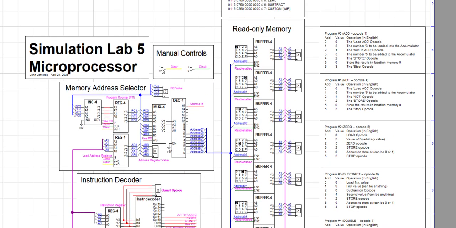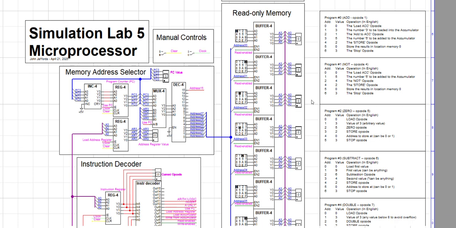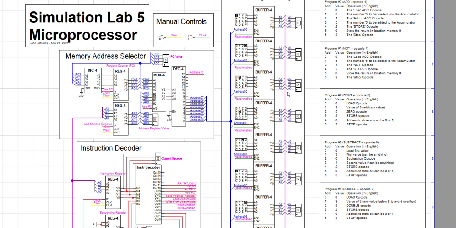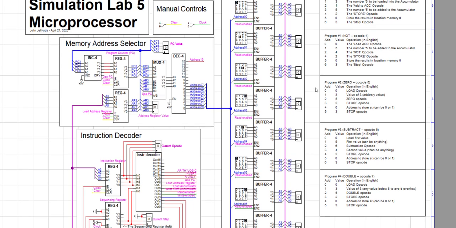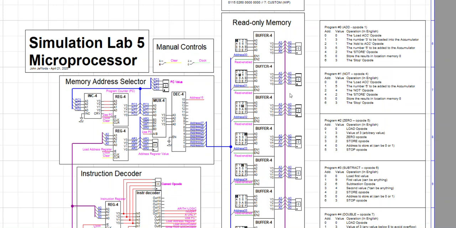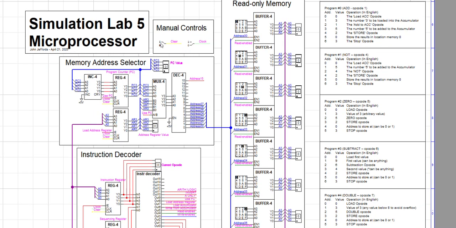Alright, for the subtract program, we'll use 5 and 3 again, but in a slightly different order. We'll do the 5 and then minus the 3, and then we need to change this from 1 to the opcode 6, which is for subtract. And everything else can stay the same. So I'm just going to clear it for good measure.